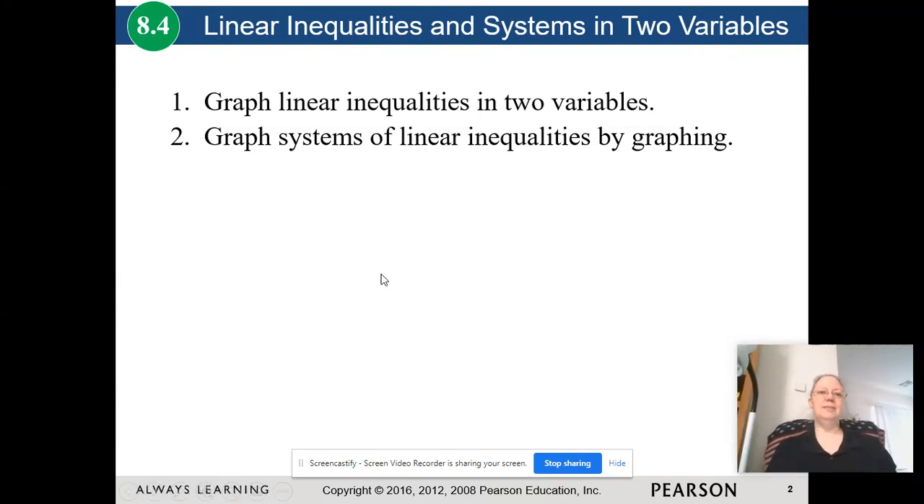Okay, so this is section 8.4, which is the last section for the semester. Yay. We're going to be talking about linear inequalities and systems in two variables. All right, so chapter 8 is inequalities, absolute value inequalities. Everything we've done so far has been inequalities in one variable, and now we're going to do inequalities with two variables, an x and a y.